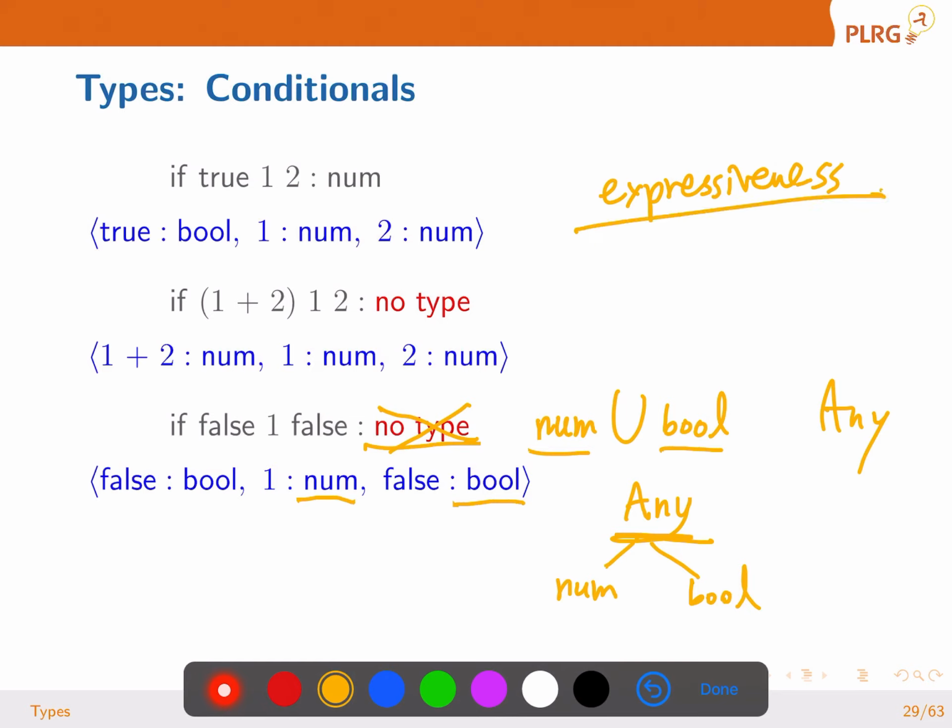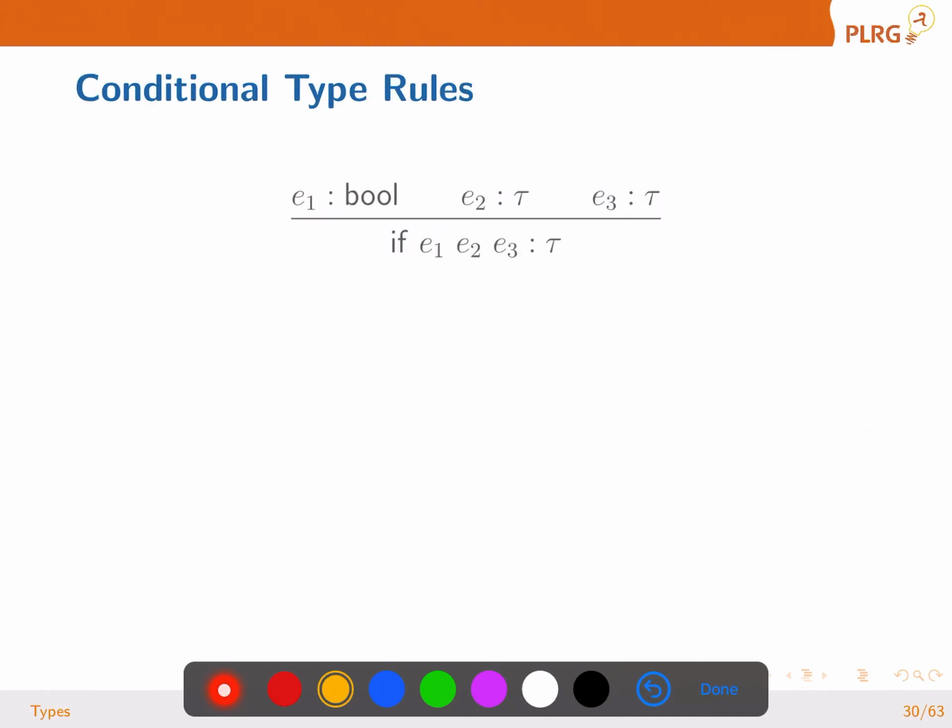We can discuss this later, but today, because this is the first lecture with types, we are going to be really simple, saying, hey, if two branches have different types, it's an error. Very simple, right? We are going to extend this type system to be more expressive later, not today.